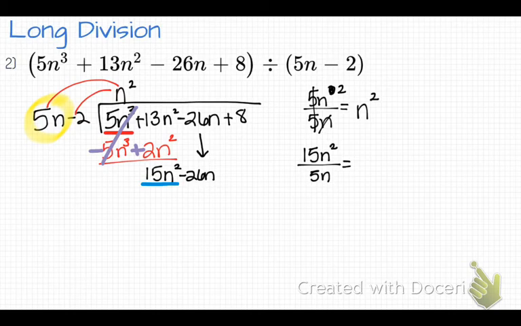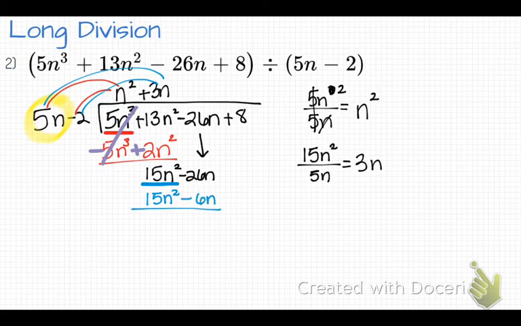Okay, what is 15n squared divided by 5n? 3n. Perfect. So that's going to come up top, and it's positive 3n. And again, I multiply through. What is 5n times positive 3n? 15n squared. And what is negative 2 times positive 3n? Thank you. Negative 6n. I heard one of you.